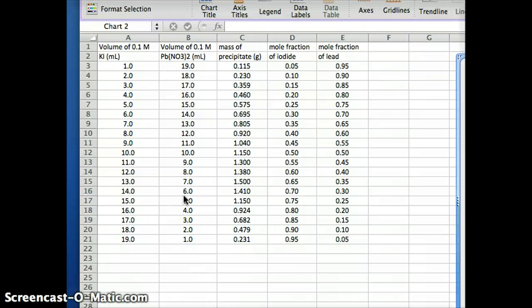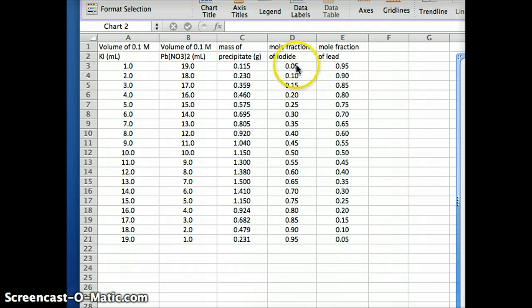Hi, this is the second part of the graphical analysis using Job's method to calculate the formula of a chemical compound. So in the pre-lab, what you've done is hopefully made your Excel chart that has the volume of your 0.1 molar potassium iodide, the volume of your 0.1 molar lead nitrate, and now the mass that these two compounds made once they've made their precipitate of each one.